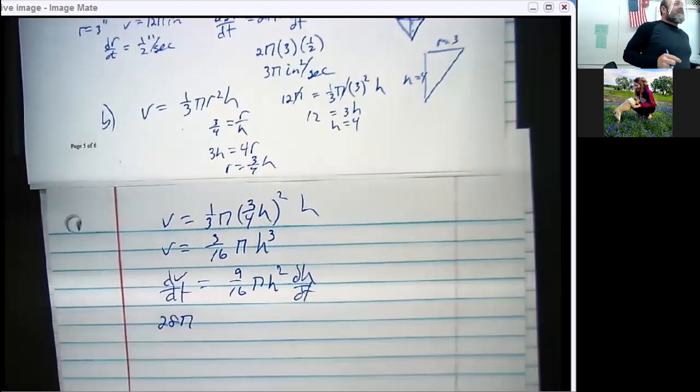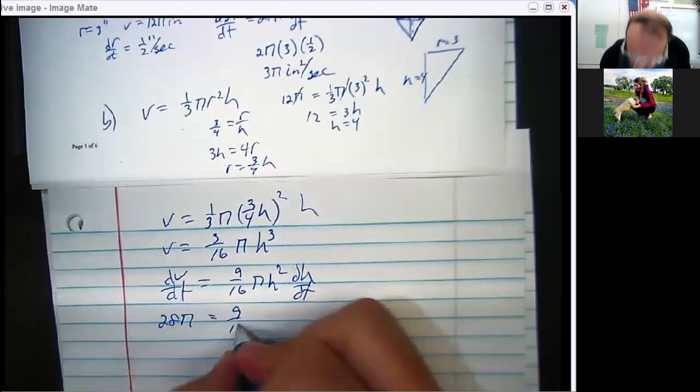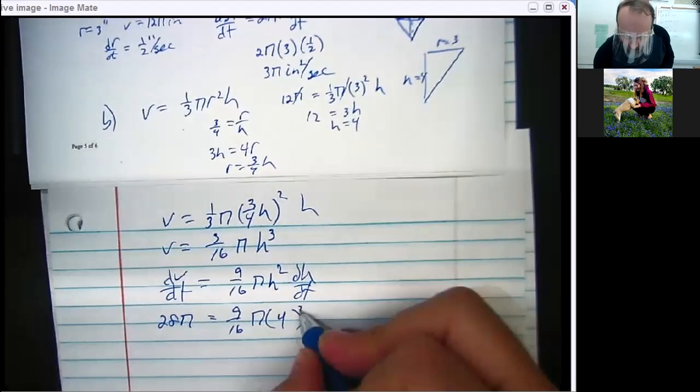By the way, did you notice that I don't necessarily keep the units with it as I do? You can. It's actually not a bad idea to keep it with it, but a lot of times I ignore it until the end and put it back in. What was h? We figured out h was 4.